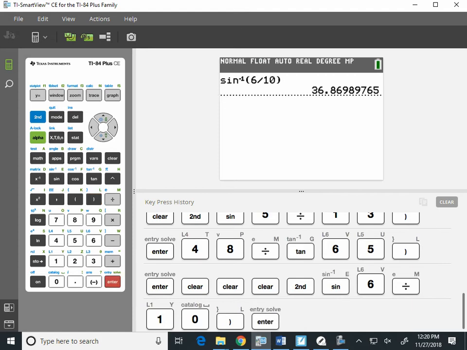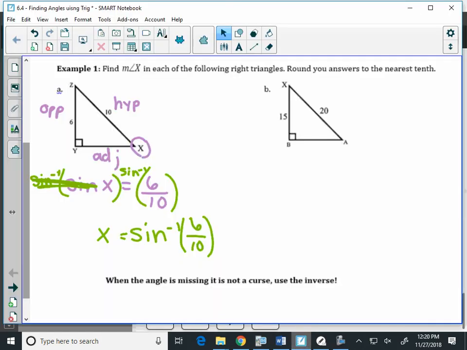Did everyone get that? Did anyone not get that? If you got a weird answer, your calculator's probably still in the wrong mode. Plug that in and get that. Yep. There's your answer. So round to the nearest tenth, so we would say 36 point what? 36.9.